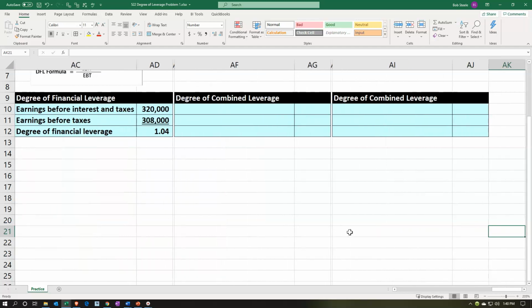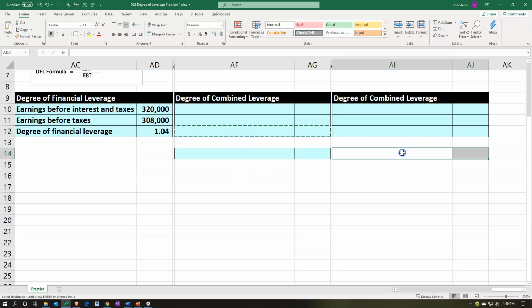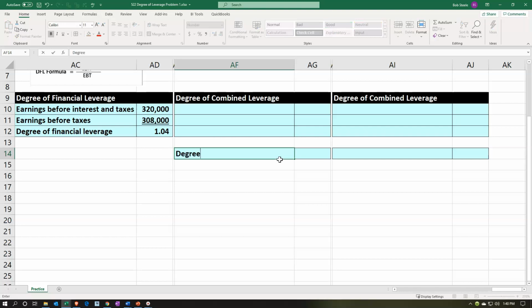Now we're going to go to the combined leverage. I'm going to add another calculation. There's a couple of ways we can do the combined leverage. One is we can just multiply the two other leverages together, the operating leverage and the financial leverage. So let's do that first. That'll be the first way to do it. So we have the degree of combined leverage.